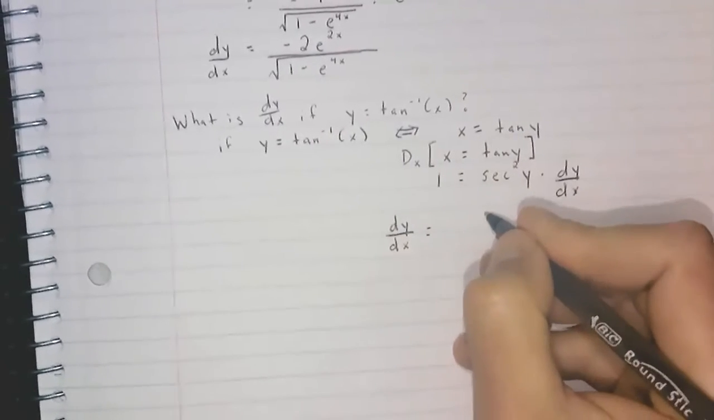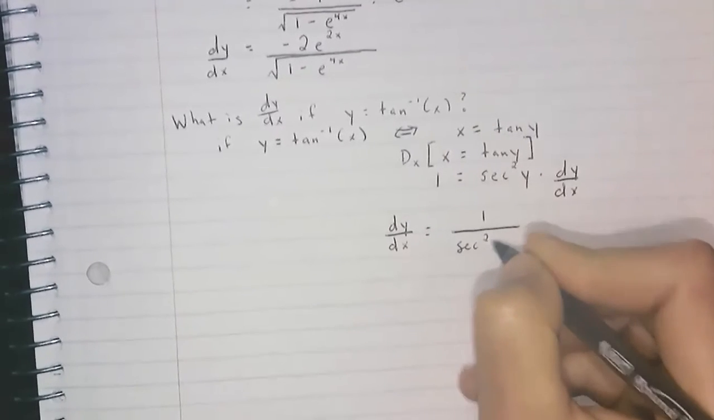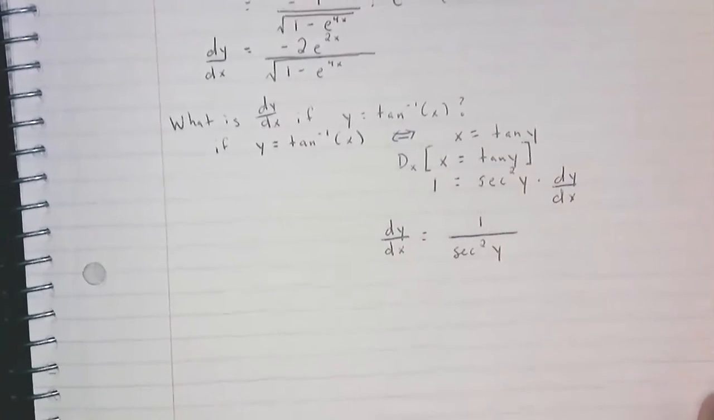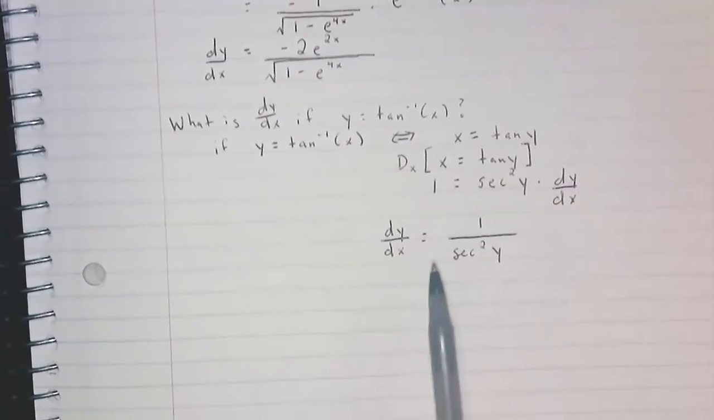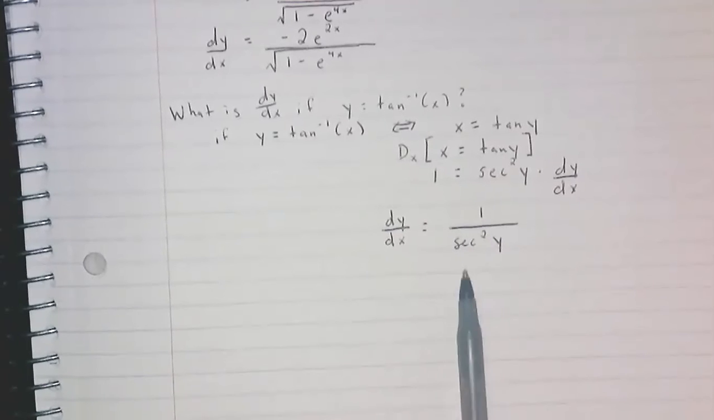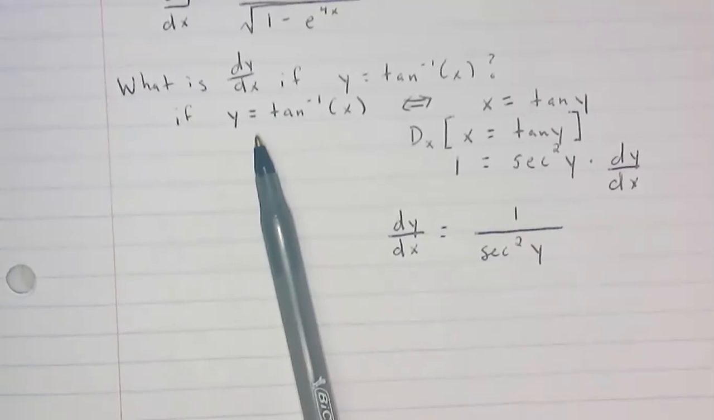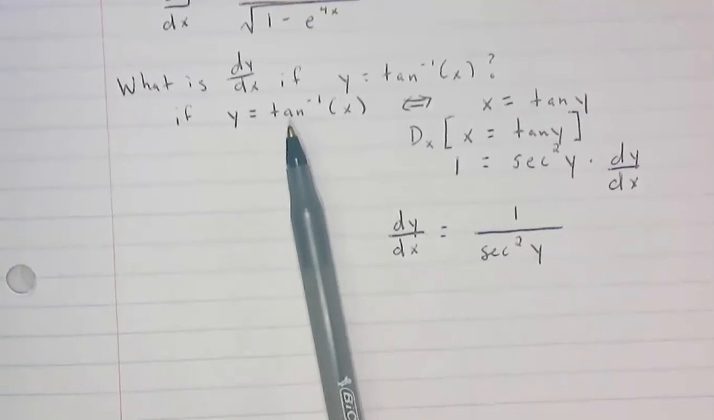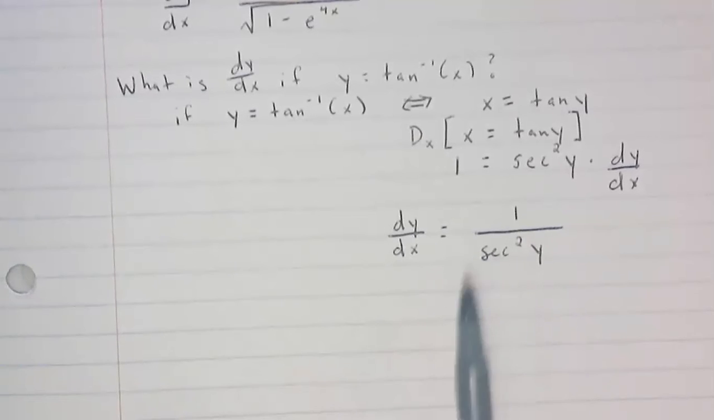So now we can come up with an intelligent statement about what dy/dx must be. It's got to be 1 over the secant squared of y. Sort of brute force. But just as was the case with the sine and the cosine, this is not really a workable definition of a derivative. To define a derivative in terms of the function that it's the derivative of is sort of a non-starter. So we need to again work some magic here on secant squared y.